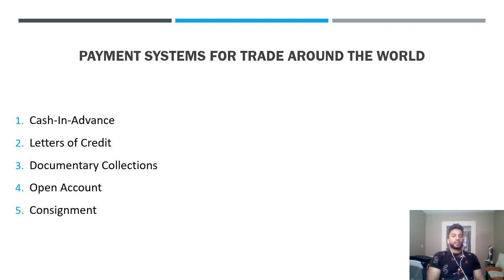Okay, so payment systems for trade around the world: cash in advance, letters of credit, documentary collections, open account, and consignment. If you're trading into a different country, it's very difficult to just accept credit card payment for a big shipment. Let's say it's a $150,000 shipment. You can't accept credit card payment, and no one's going to want to send you money before they have all their product. It's very rare to get cash in advance, so there are a lot of other things you can do. Let's get into it.